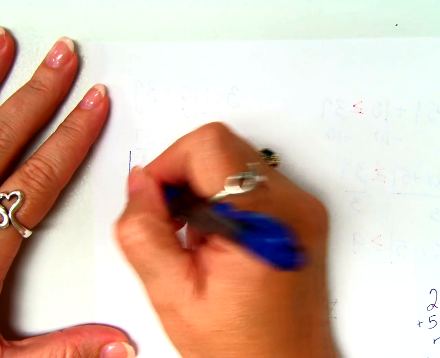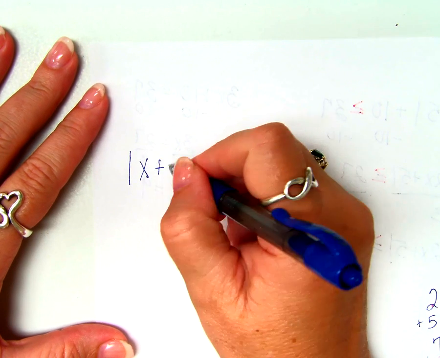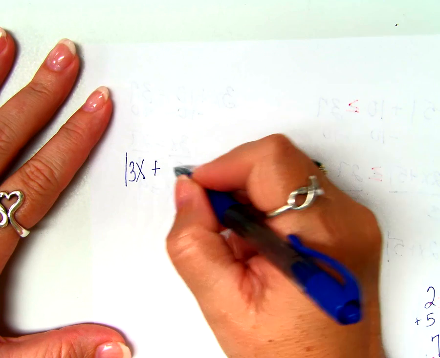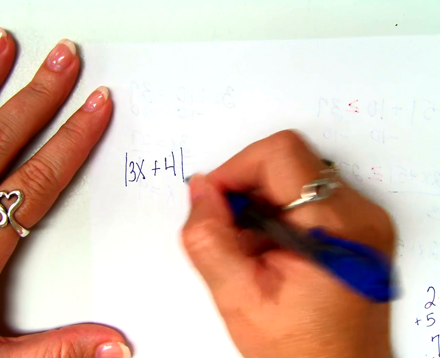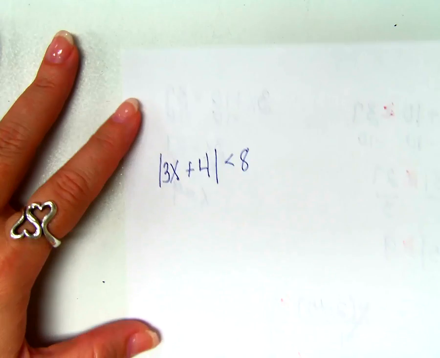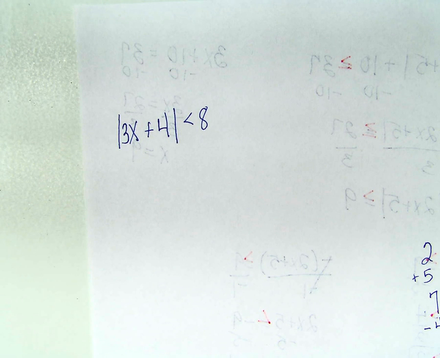So let's do x minus, well that's a plus, so we'll do plus. How about 3x plus 4? So we'll do less than 8. 3x plus 4 is less than 8. So our first step is what? Isolate the absolute value. Is the absolute value isolated on one side of that sign? Yes, so it's done, right? Number 2, give me a positive and give me a negative.